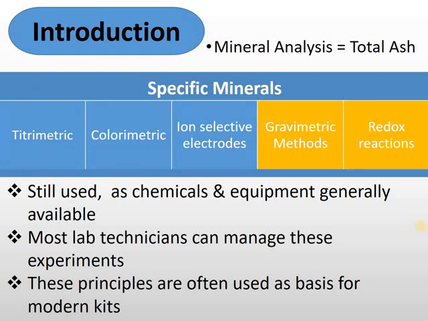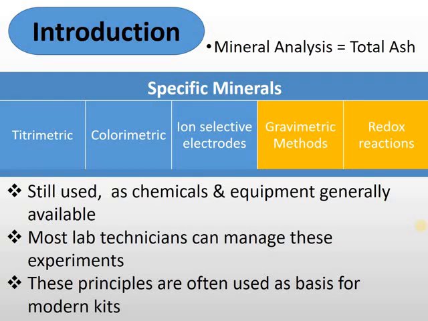So for the specific mineral determination, we have five main methods. The other two methods are discontinued because they are not user friendly, so that's why I said there's three. So we have the titrimetric, colorimetric, and then the ion selective electrodes.